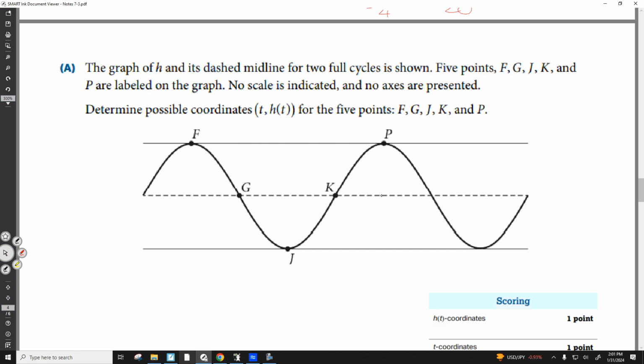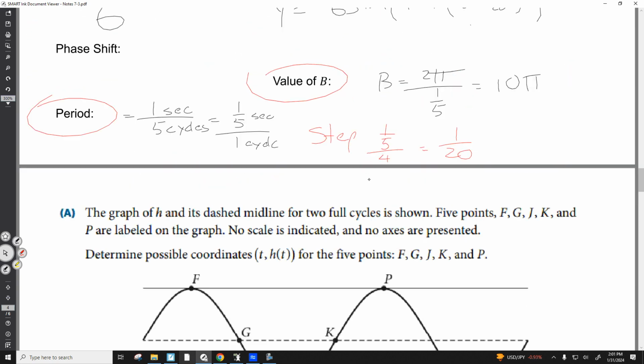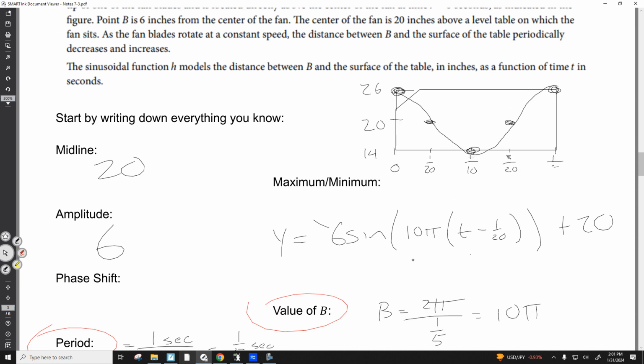The graph of H and its dashed midline for 2 full cycles is shown. 5 points F, G, J, K are labeled on the graph. No scales indicated and no axes are presented. Determine possible coordinates for t, H of t for the 5 points. Oh, that's so confusing. No, it's not. It's exactly what you just did.